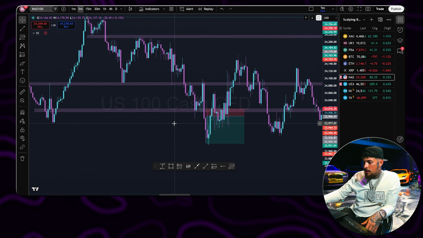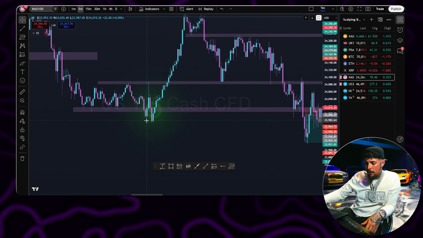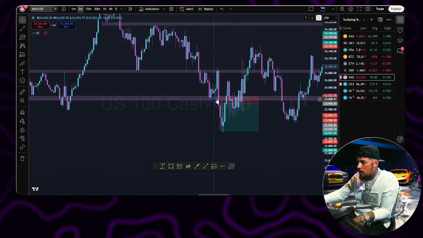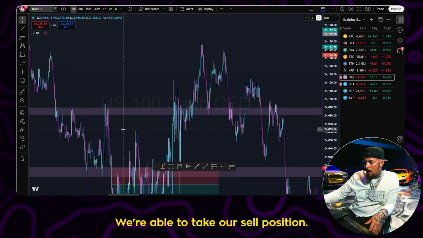We also have a nice support zone right here. If I pull this all the way through, you'll see 1, 2, 3, 4, whatever, 5 touches. You have a breakthrough. It happens a lot. Not always gonna be perfect, pushes back above. But over here we have more support. So when that break occurred, you can even go down to the 1 minute time frame to really see that break. We're able to take our sell position.